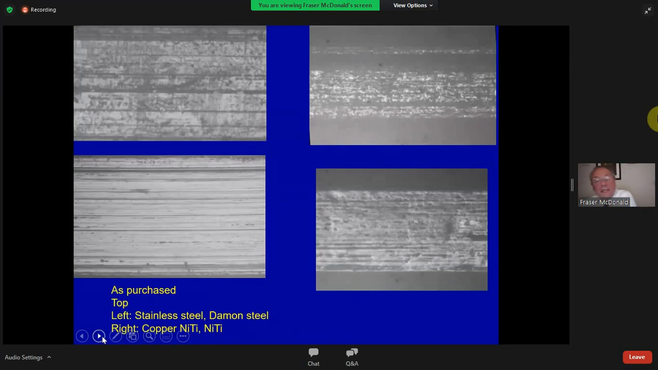So what we then did is try to analyze some of the surfaces, and these are some of the images we've got. Stainless steel, Damon stainless steel. The reason I put that up is it used to be, I haven't looked at the prices recently, but they do try and charge slightly more for Damon. Copper nitrile, so you've got this issue here.